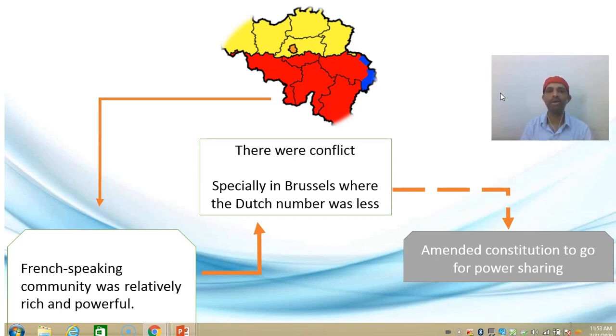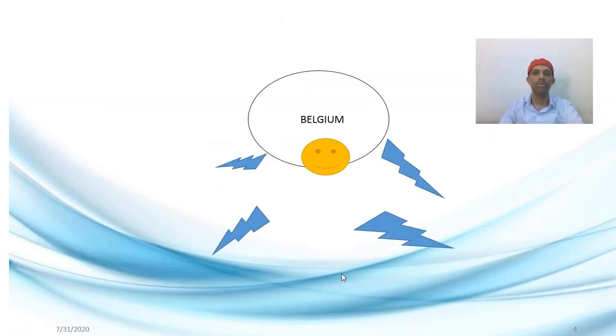In spite of having conflict, the people in Belgium have settled it. They settled it only through what is called power sharing. They amended the constitution in such a way that they decided to go for power sharing, where all the communities live happily and peacefully. So to avoid conflict, what did Belgium do? It's very interesting to know the various power sharing mechanisms which Belgium adopted.